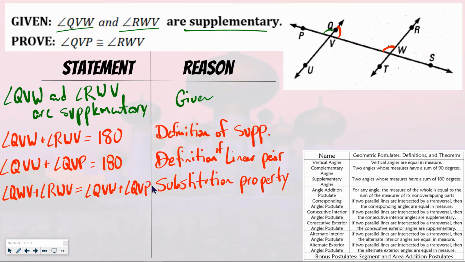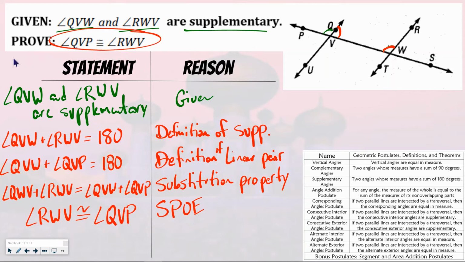And now, since I have the same thing on both sides, I can subtract that away. I can take away the measure of angle QVW and QVW on that side and that side. So I'm going to call that SPO, the subtraction property of equality, which will leave me with RWV as congruent to QVP. And that is what I wanted to prove.